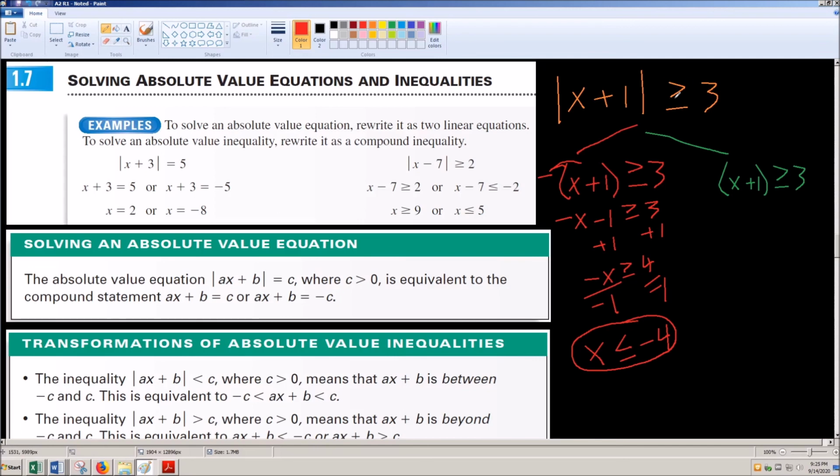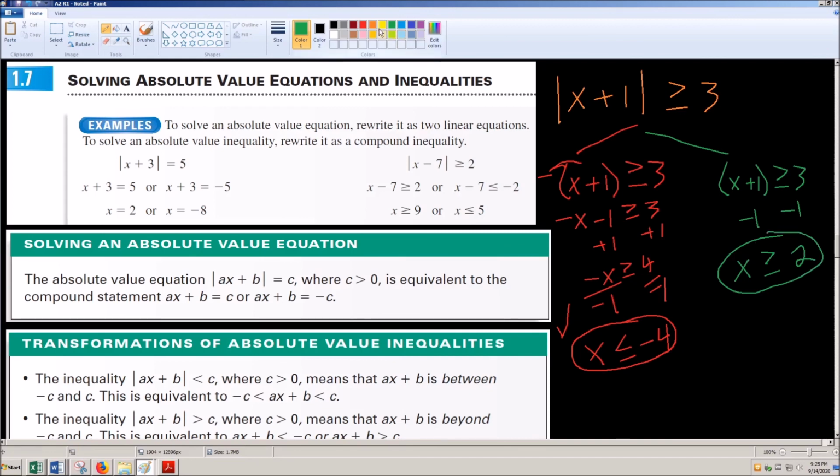If it was strictly greater than, then it would not work. So let's pick a value less than -4, say -5. -5 plus 1 gives me -4. The absolute value of -4 is 4. 4 is greater than or equal to 3. So we see this checks out. Good there. Let's do the simple version here. We're going to subtract 1 from both sides. Here I'm going to say x is greater than or equal to 2. And I am good to go.